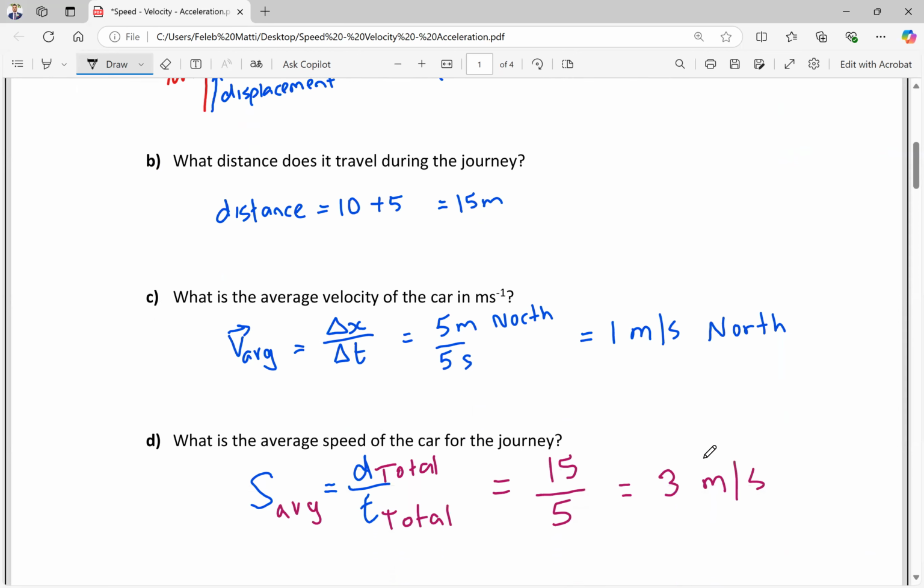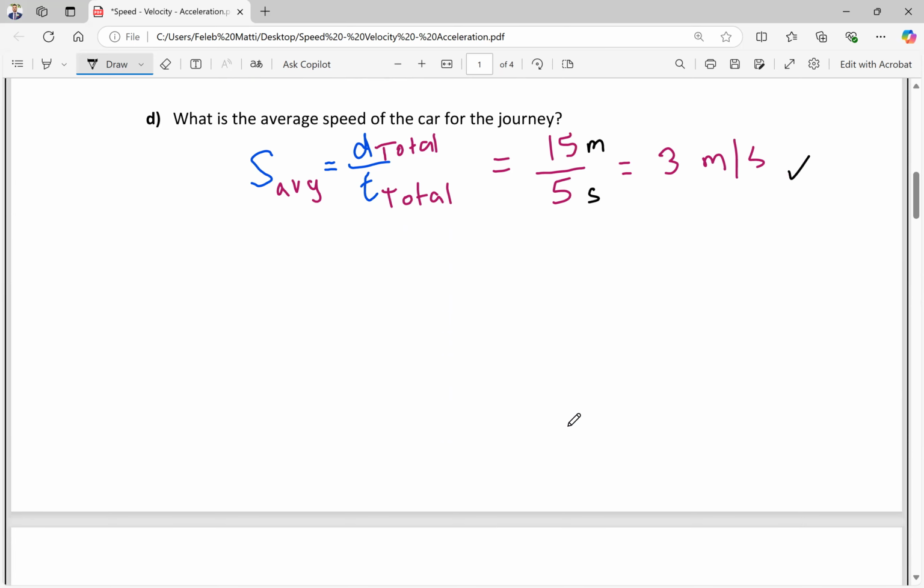Question D, what is the average speed of the car? We know the average speed is equal to the total distance over the total time. The total distance is 15 meters and the total time is 5 seconds. Therefore, if the distance is in meters and the time is in seconds, then the answer must be in meters per second. So in this case, the average speed equals 3 meters per second. All right, so what is acceleration?